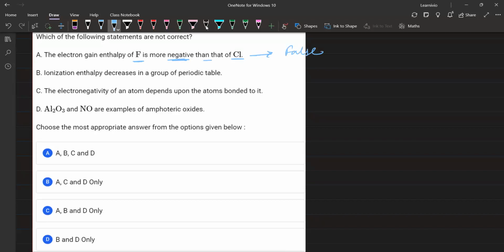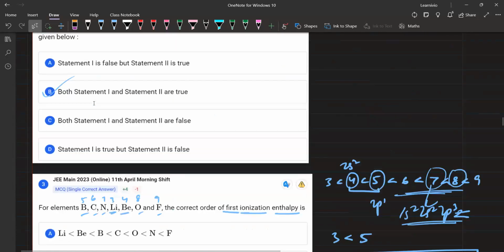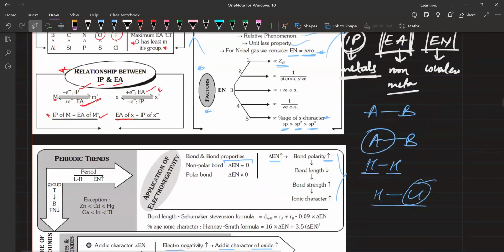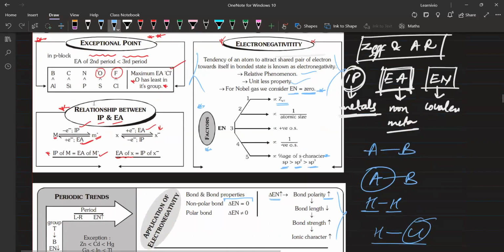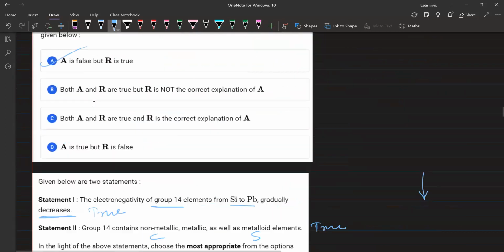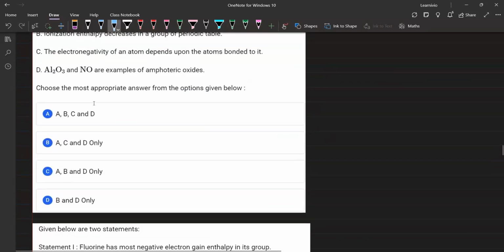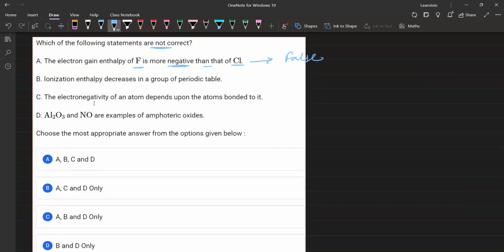Now we have seen that. I think you have not written it down, so what can we do? You will have to write it. That is what we were saying. Chlorine is more negative than fluorine. Now, by the way, remember, they are asking which of the following statements are not correct. So you have to tell the false one.